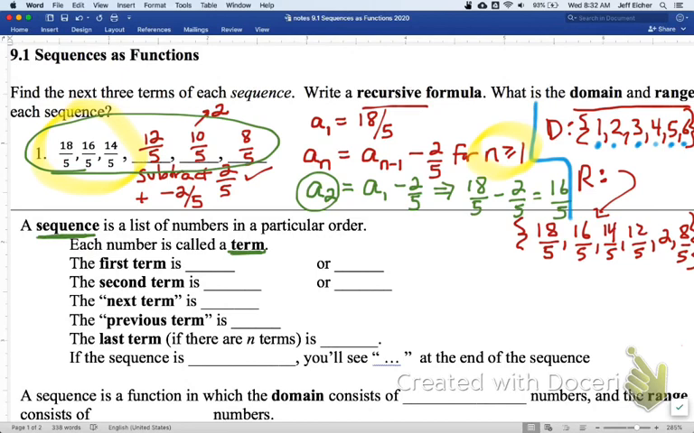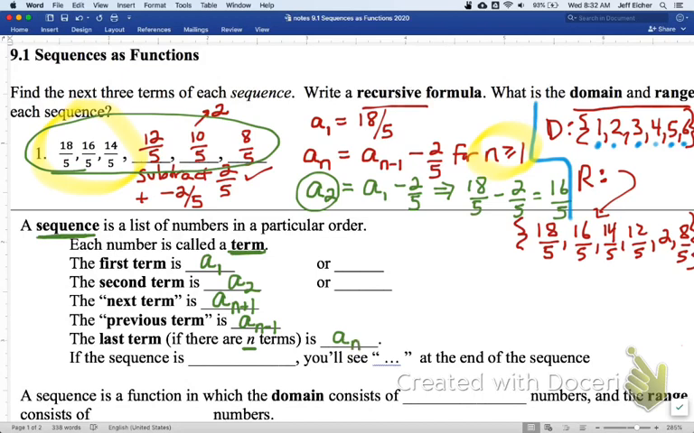The notation for the first term is typically an a with a subscript 1. The notation for the second term is a with a subscript 2, and etc., etc. The next term in the sequence, we could use the notation a sub n plus 1. The previous term is the notation a sub n minus 1. So if you're on the fifth term, if you want to go backwards, you'd subtract 1 from 5 and you get 4, so the fourth term. And then the last term, if there are n terms, is a sub n.